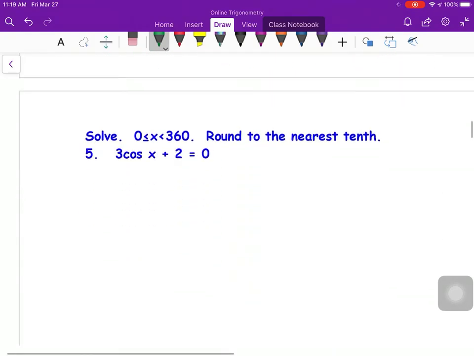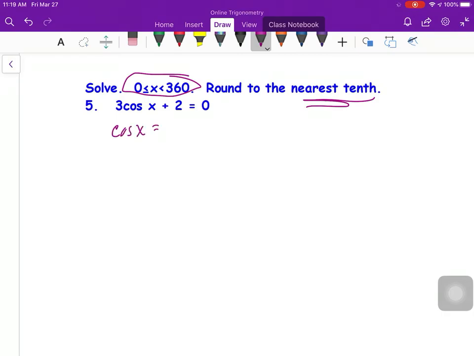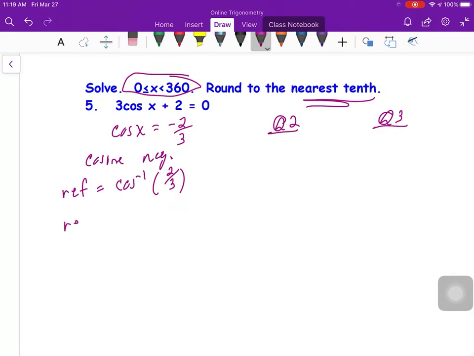We were in radians, still one rotation. Now this one, if you look at the directions, it says to the nearest tenth. It's in degrees. So this is one where we're likely going to need a calculator. We'll still isolate our trig function. Cosine x equals negative 2/3. Now cosine negative tells us that we're in quadrants 2 and 3. But to get our reference angle this time, we have to take the inverse cosine of 2/3.